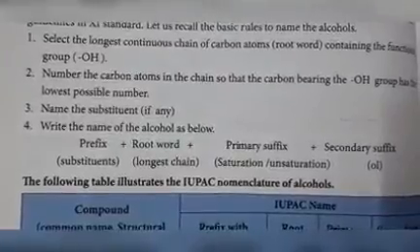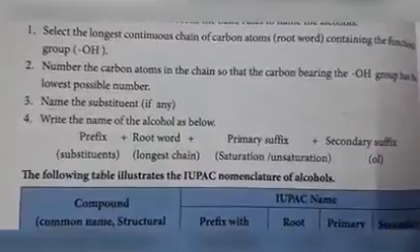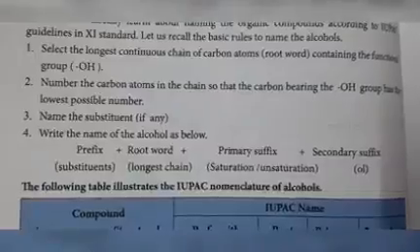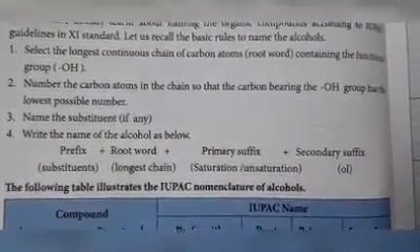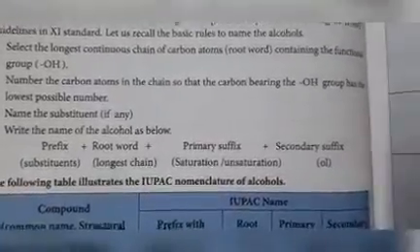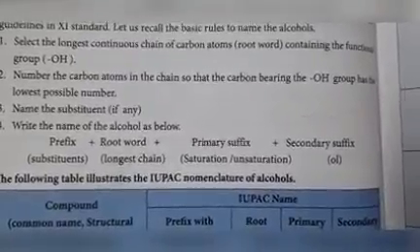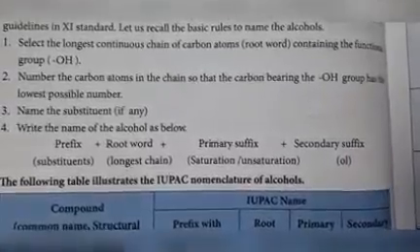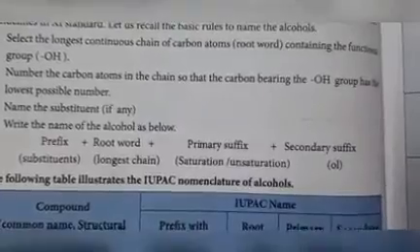Fourth, write the name of the alcohol as below. First write the prefix, that is the substituent, plus the root word, that is the long chain name: one carbon means meth, then eth, prop, but, pent, hex, like that, plus the primary suffix, that is saturated or unsaturated. Ane means saturated; unsaturated means double bond or triple bond, generally ene or yne, plus the secondary suffix.